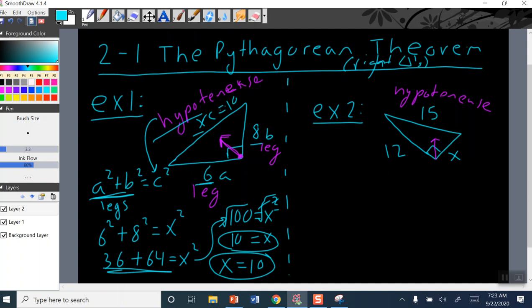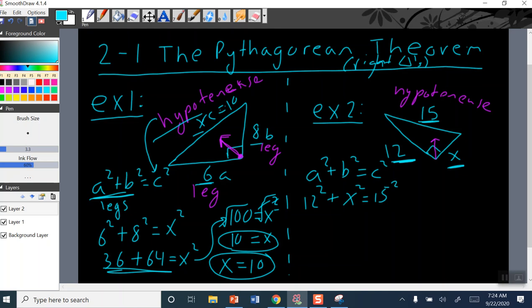Okay, let's try and go through example 2 a little bit quicker. Example 2, we use our Pythagorean theorem, a squared plus b squared is equal to c squared, where I know that one leg is 12, so I could write 12 squared plus my other leg is x squared is equal to 15, our hypotenuse squared.